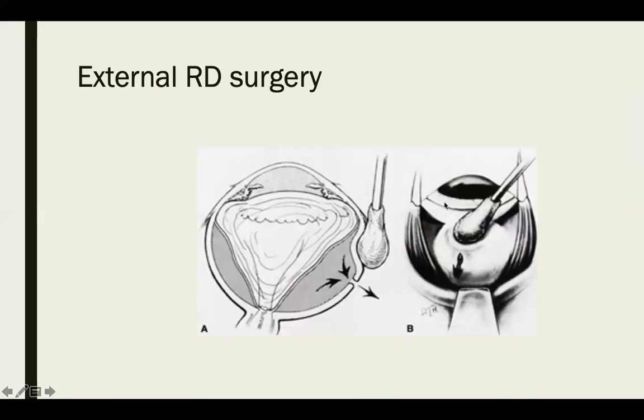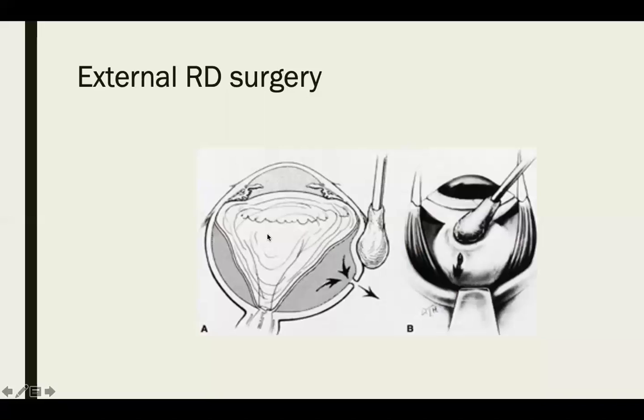Then another procedure, because two types of retinal surgery can be performed. The first is what is called the external retinal detachment surgery. The second one is the internal. The internal one is called the pars plana vitrectomy. The external one is called buckling. Some people call it DACE, D-A-C-E, where D means drainage, A means air, C means cryopexy, and E means explant.